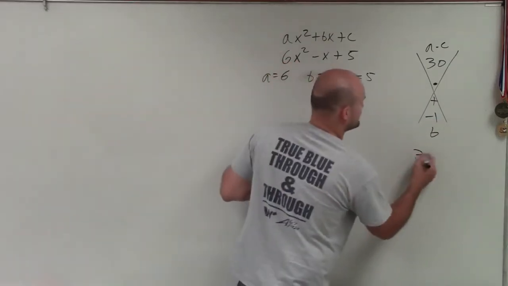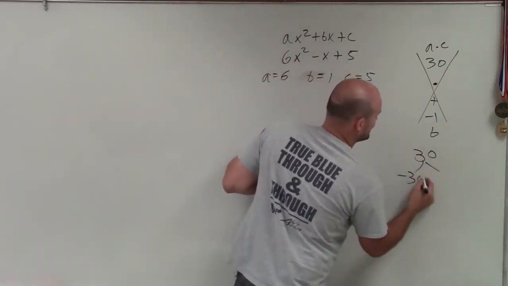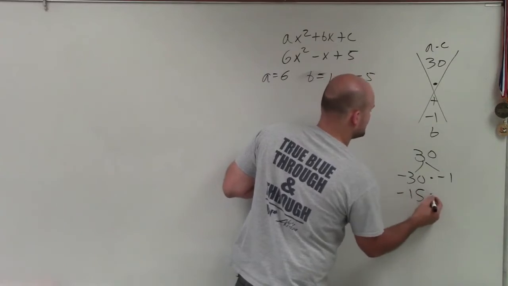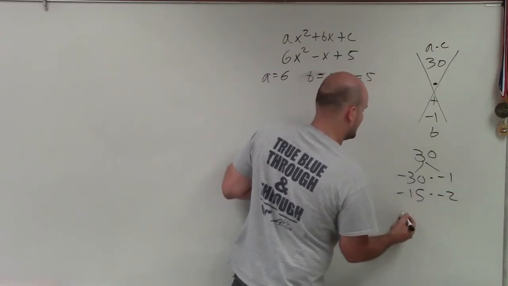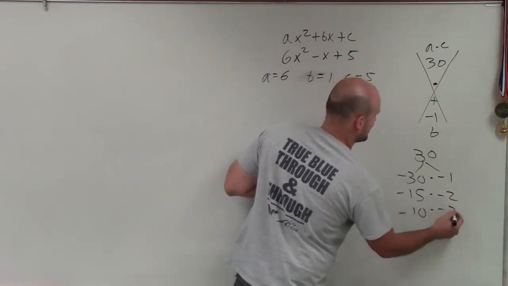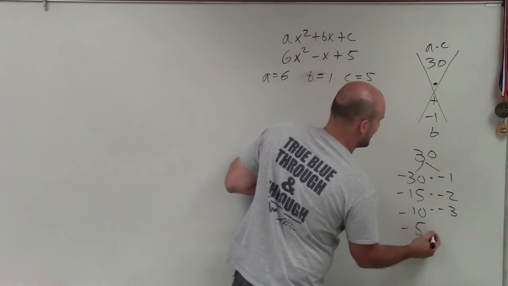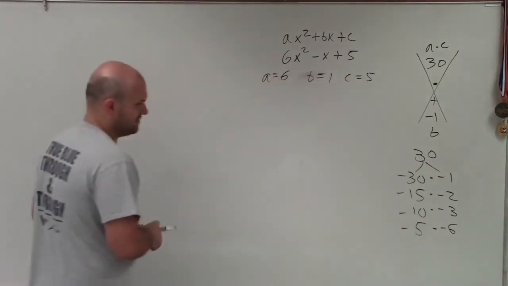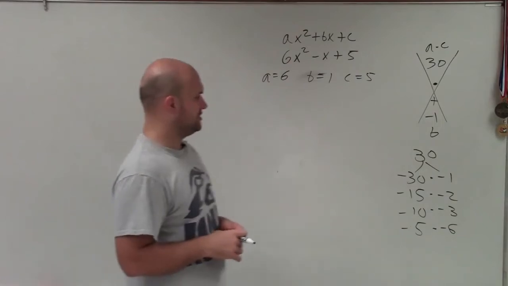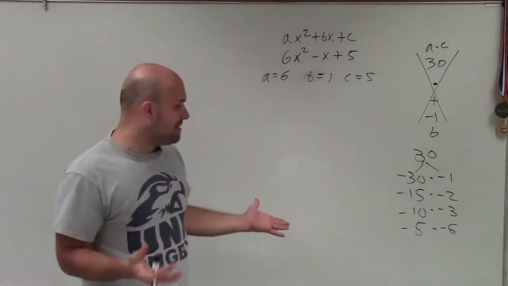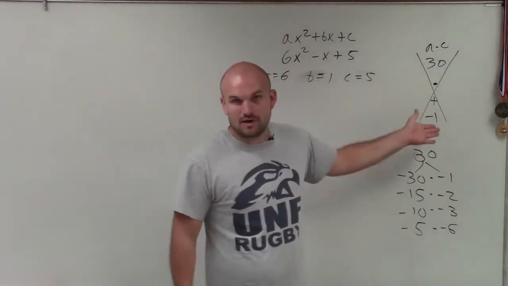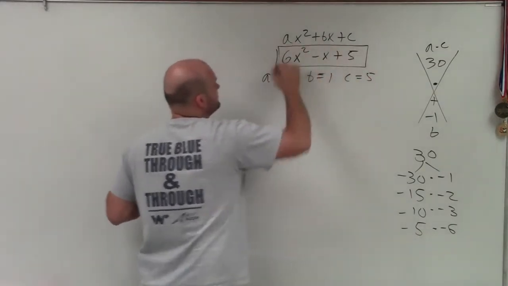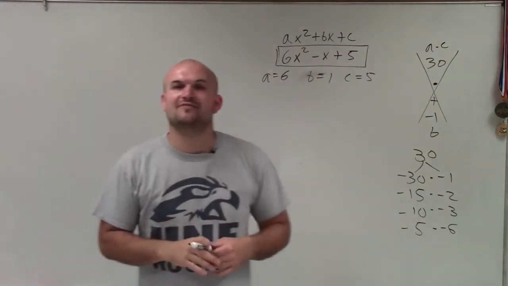So let's write out the factors of 30. It'd have to be negative 30 times negative 1. I could do negative 15 times negative 2. I could do negative 10 times negative 3. And I could do negative 5 times negative 6. Those are all the factors, I believe. Yes, looks good to me. But the problem is, do any of these add up to negative 1? No. So therefore, this is not factorable. That is already in its simplified form.